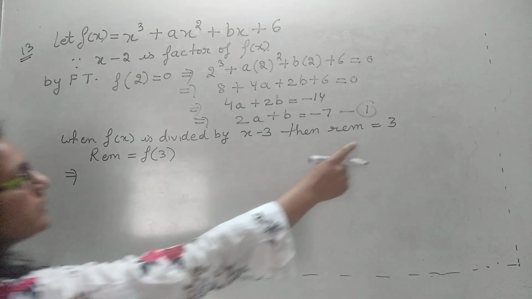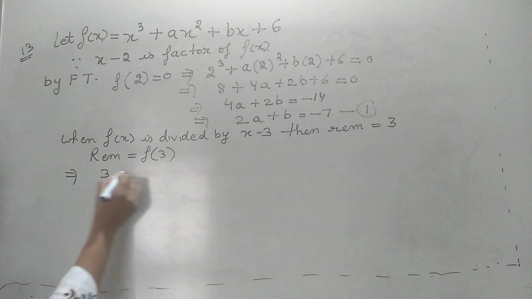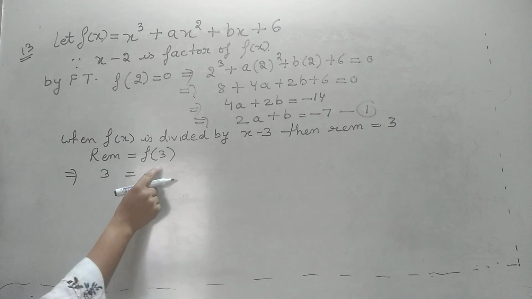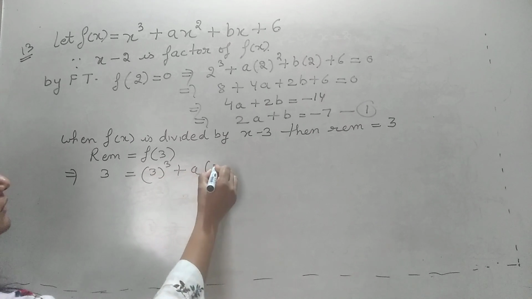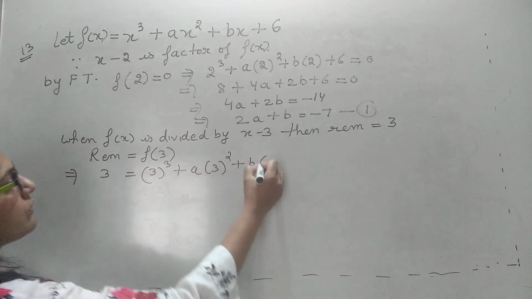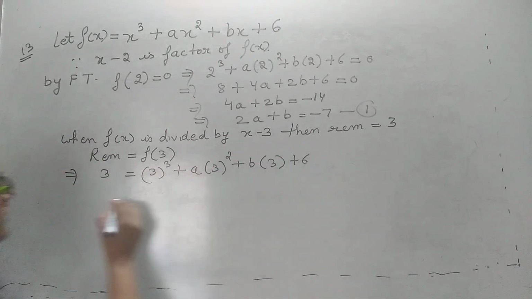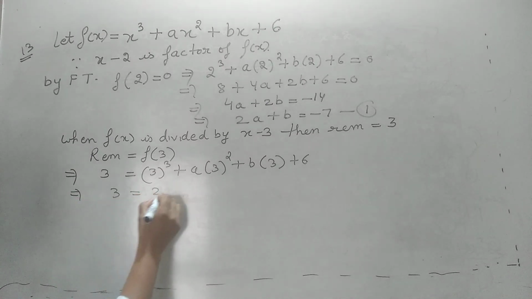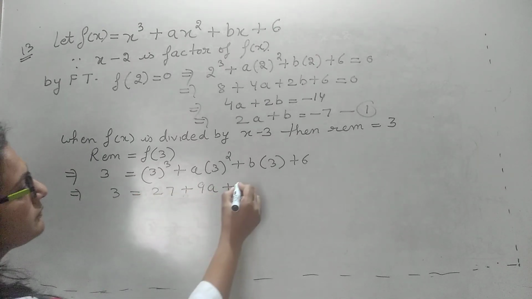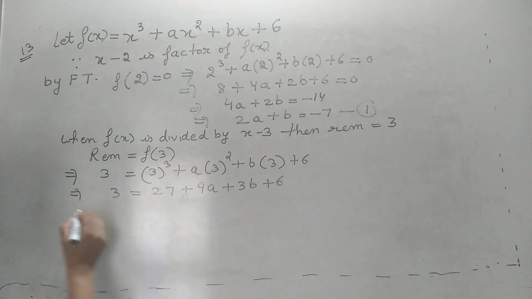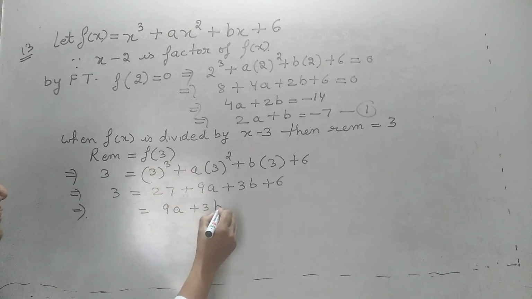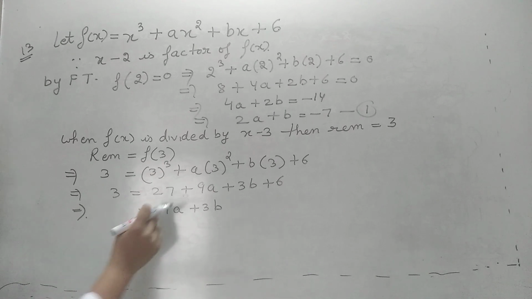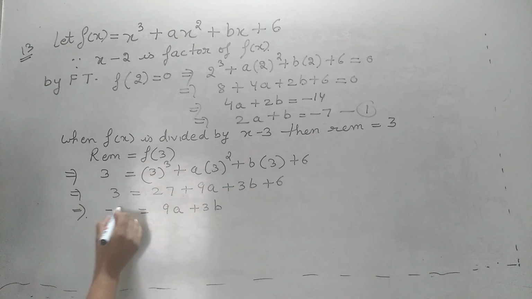So what is the remainder in the question? The remainder is already given as 3. What is meant by f of 3? In place of x, you write 3. In place of x, we write 3. Let us solve it. So we are getting 9a plus 3b is 33, that is minus 30.